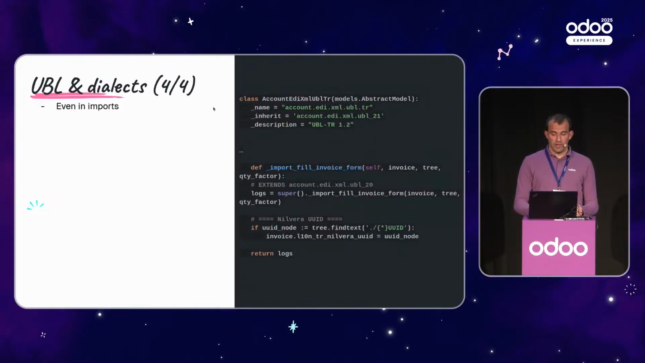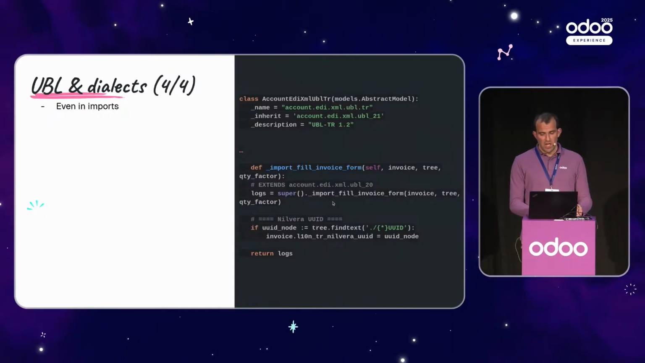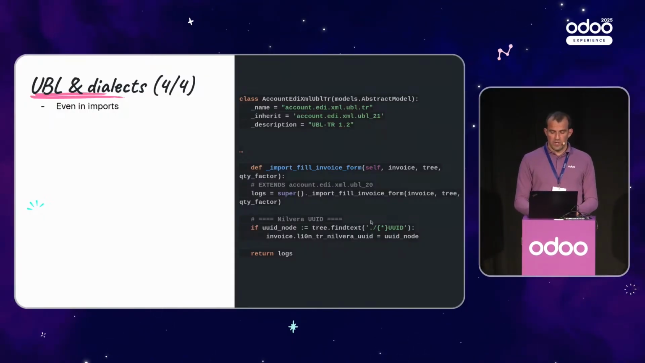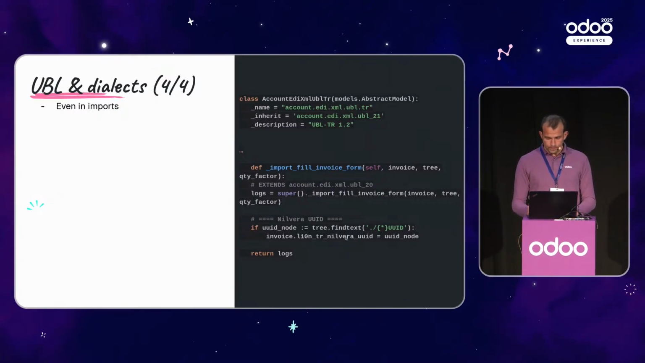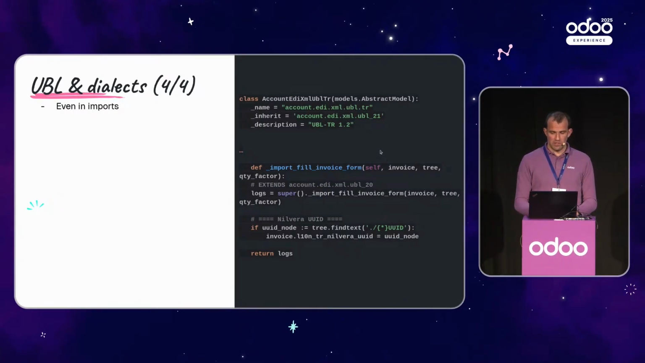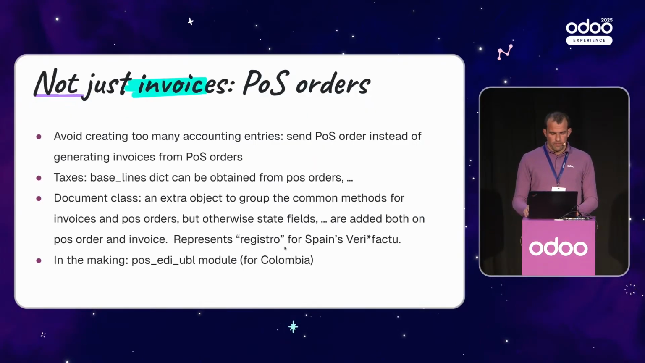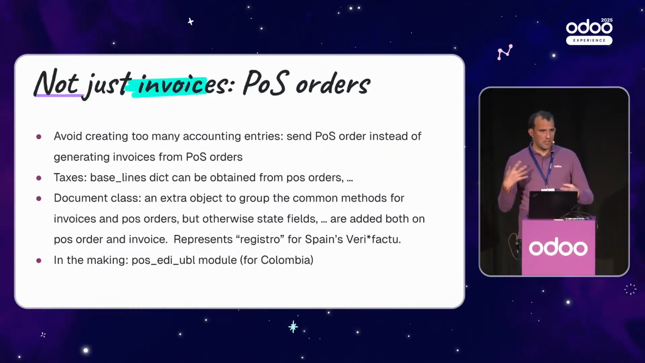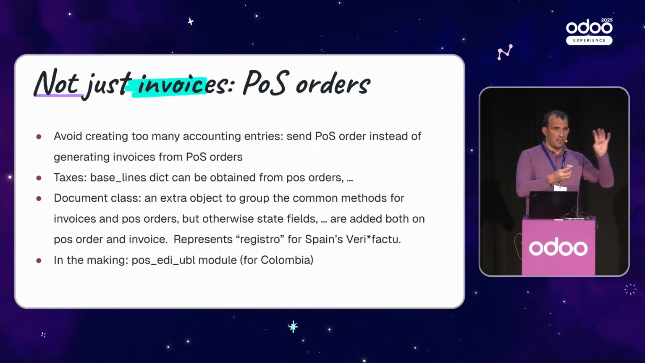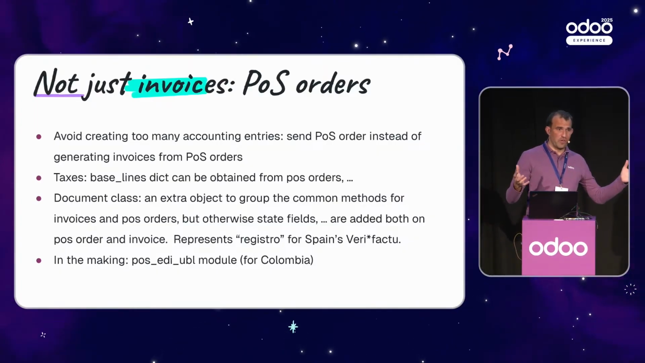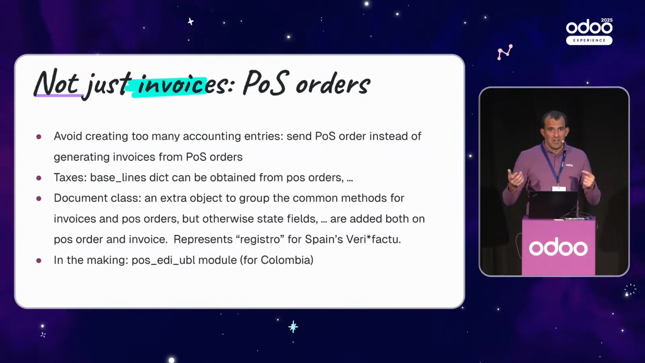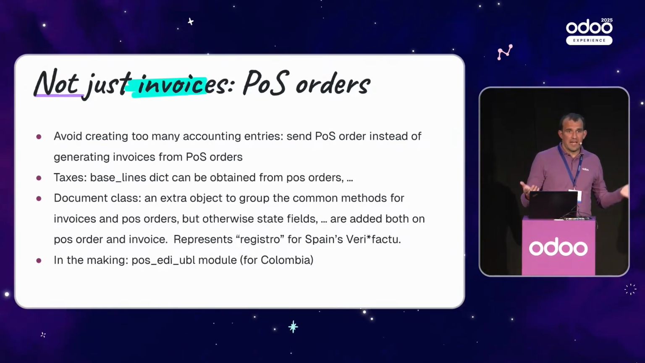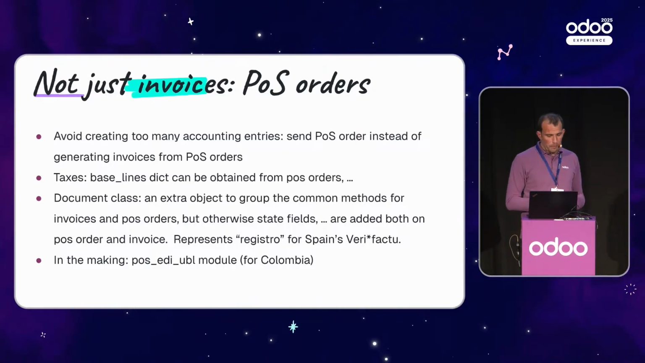UBL is also used for imports. For example, here in the Turkish EDI, you will find that there is a new UID that we want to store, and we have a new field where we put it, and that is just overridden just like that. So these are already powerful things that we can reuse, because you have UBL and those taxes. If you use UBL and you just need to change 2 or 3 things, it's really handy to use what's already in place in Odoo.